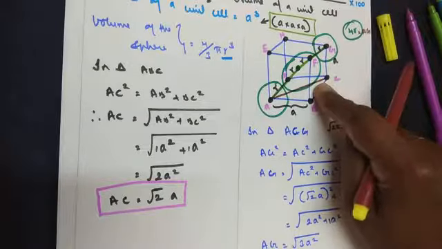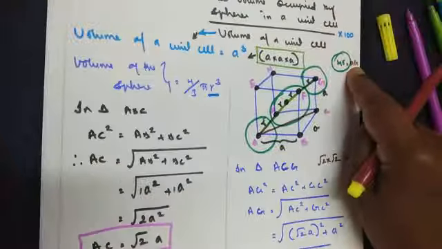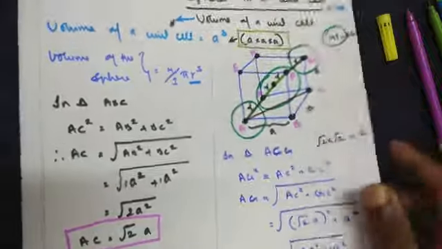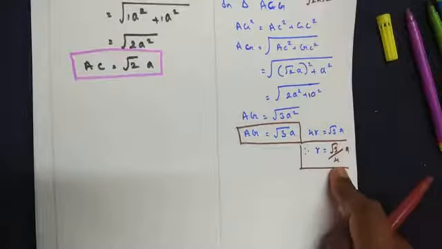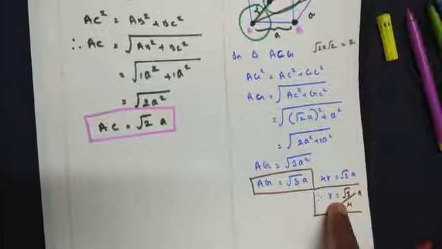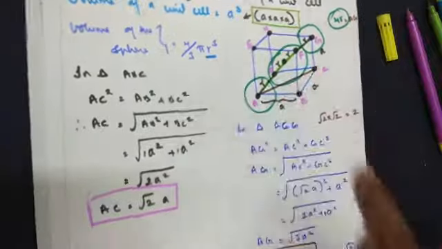Making use of this hypotenuse value, we are calculating the other hypotenuse value, which is a sum of 4 radius here. So therefore, R, finally when you substitute into this formula, you get R is equal to square root 3 by 4 A. Now let's substitute this R value into the formula of the volume of the sphere.